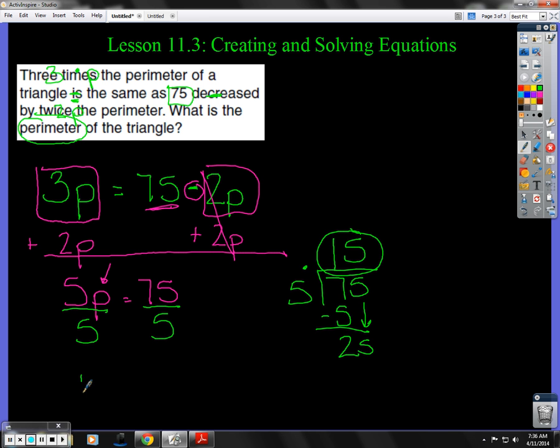15. Now, what does that 15 answer? P equals 15. The perimeter of that triangle is 15. They don't give me a unit of measure, so I'm just going to call it 15 units.